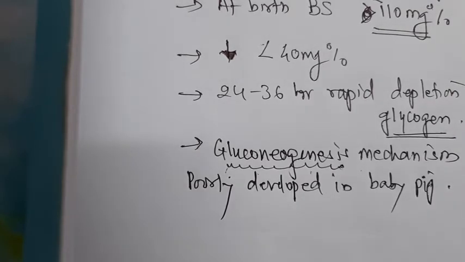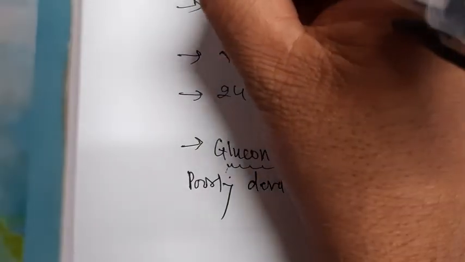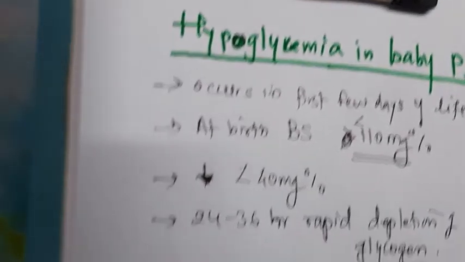Okay, in contrast to baby pigs, this gluconeogenesis mechanism is well developed in the lamb, foal, calf, or any other newborn animal. So they can tolerate this. This particular condition you can see in the case of pig.